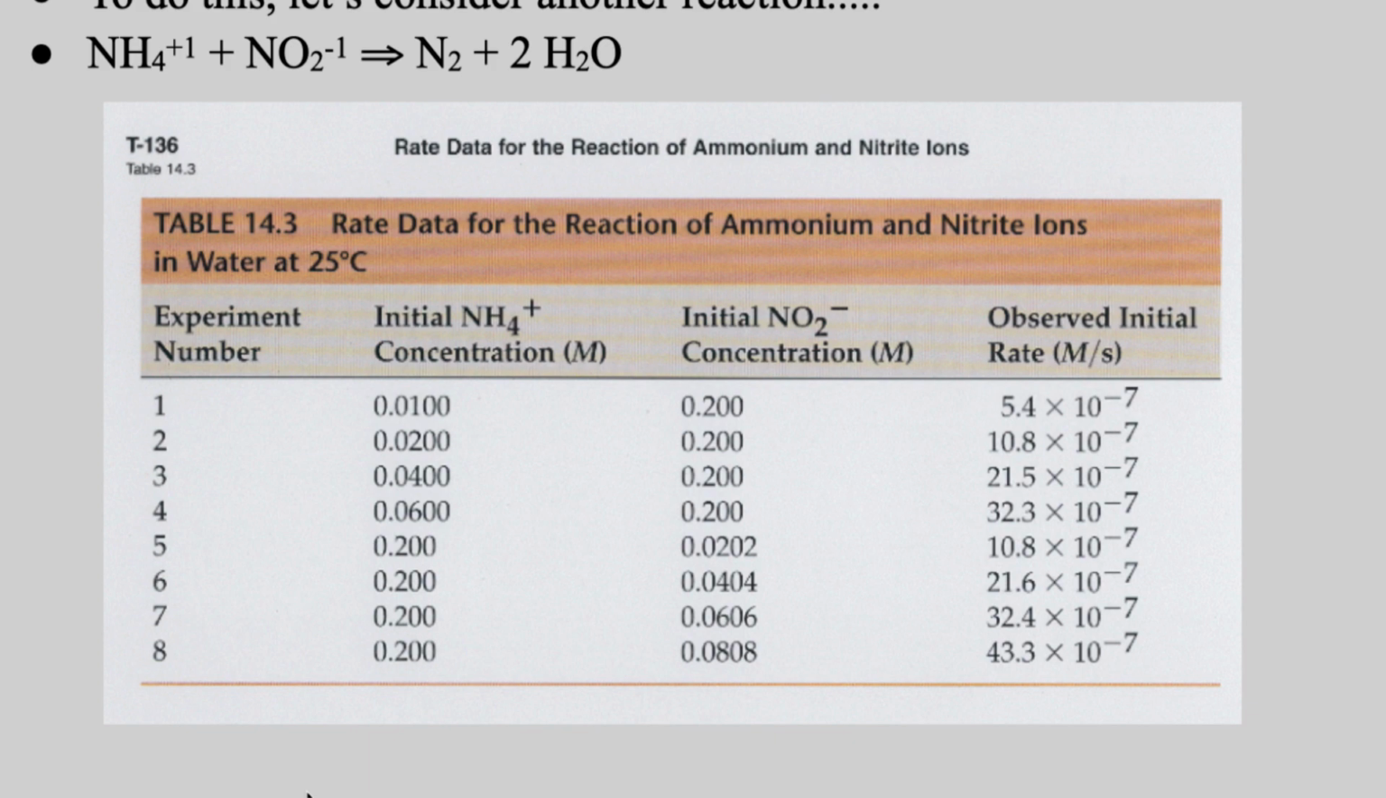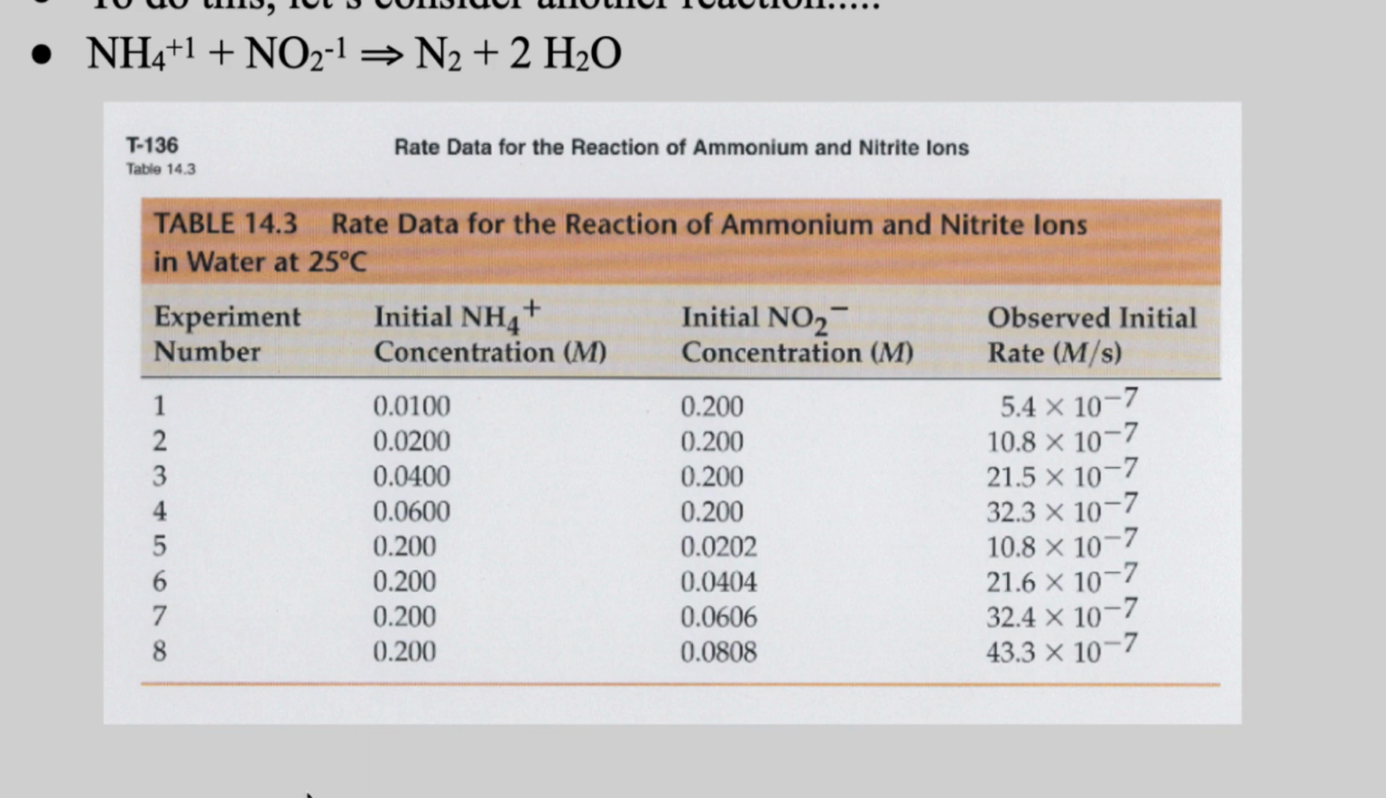So here's what's going on. We ran this reaction 8 different times. And this is what you're going to do in lab. The first time we ran this reaction, the concentration of ammonium was 0.01 and the concentration of NO2, nitrite was 0.2. You dump them together, measure the rate, dump it down the drain and start over.